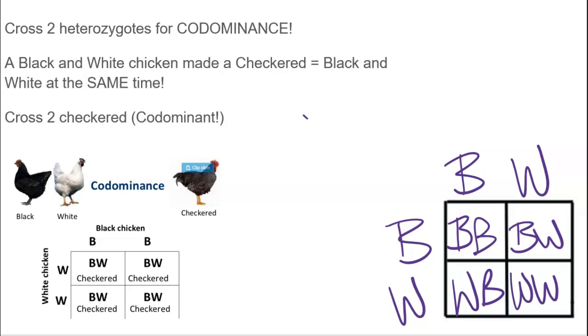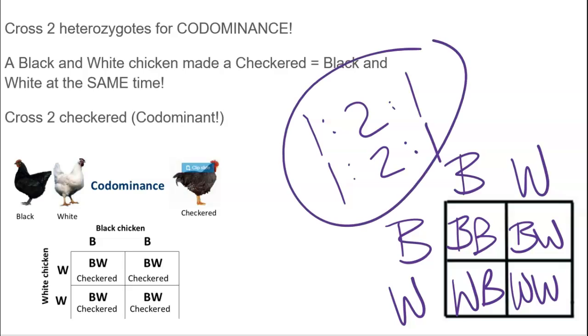Do you notice that 1 to 2 to 1 ratio for the genotypes? What about the 1 to 2 to 1 for the phenotypes? This is the same as both codominance and incomplete dominance. It's a little bit of a break away from classical Mendelian genetics.